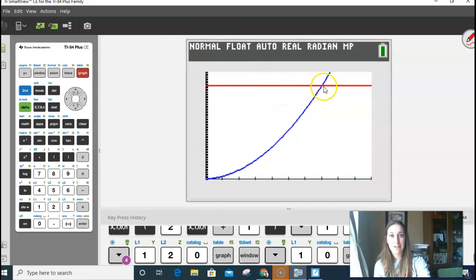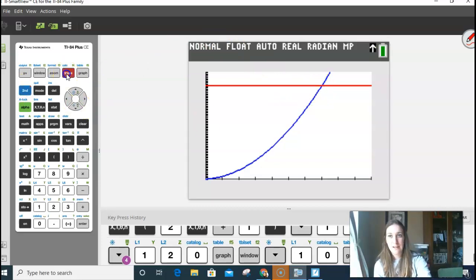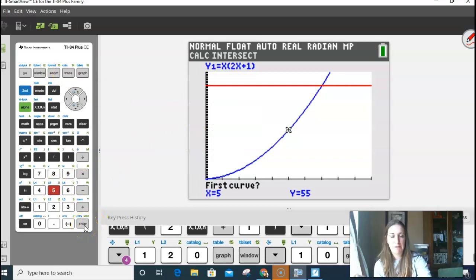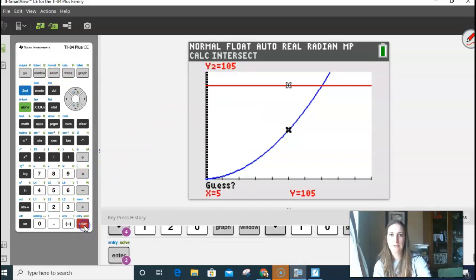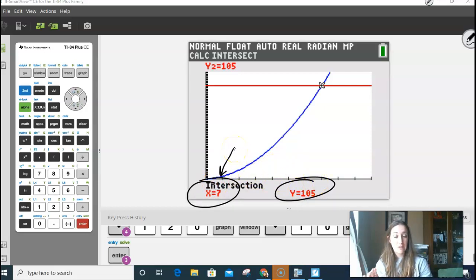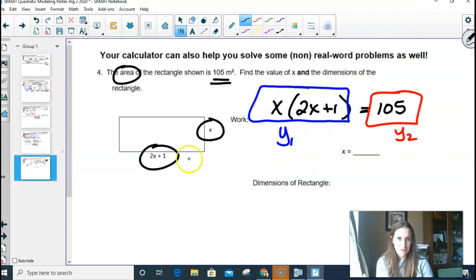And now we're going to use that intersect feature. So second trace, intersect. And I love the intersect method. Just enter, enter, enter. Done. All right, now notice the ordered pair. You found x equals 7 and y equals 105. This literally means x equals 7. So when they say, what is x? 7. This, remember, was the area. We already knew the area was 105. That's not like a big mystery, right?